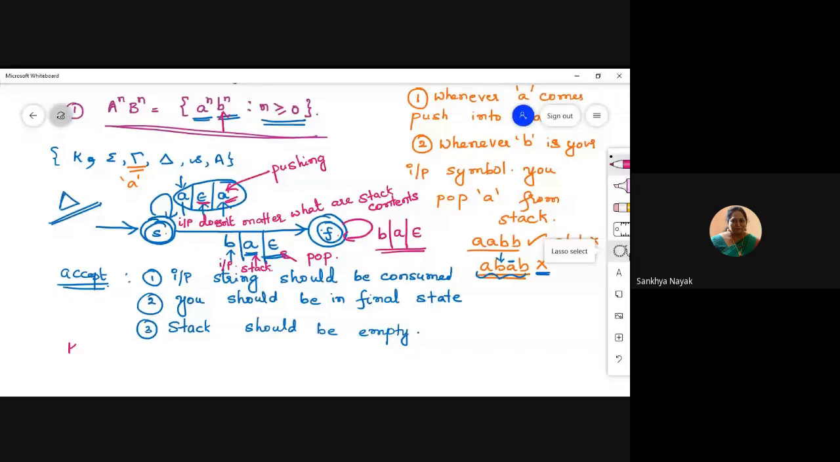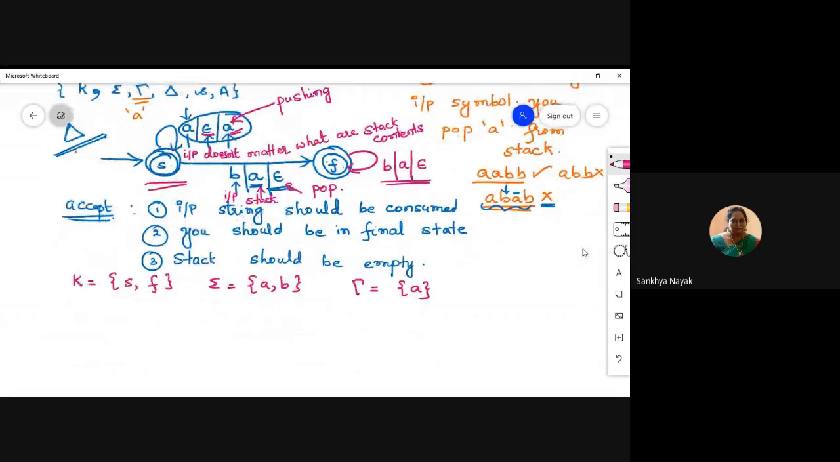So now what is K? How many states do we have? We have S and F, correct? That's our K. What is sigma? We have in our string two alphabets, A and B. What is tau? We only push A into the stack. So tau is A. What is delta? This thing. And that's the transition diagram. Also, you can show it like a transition function.